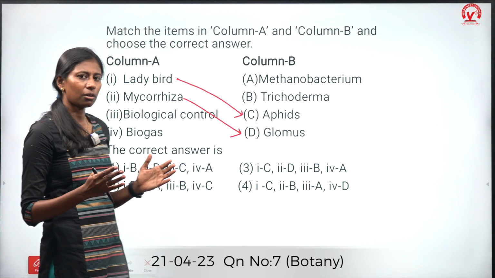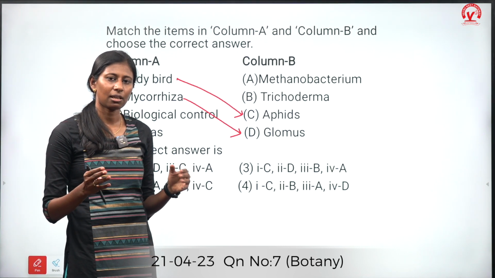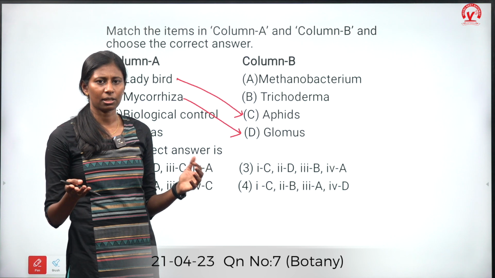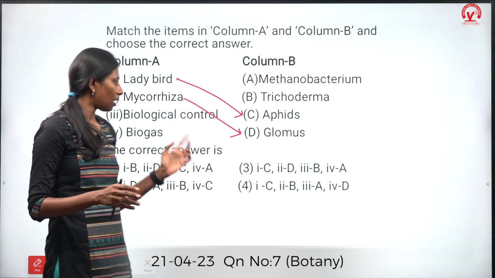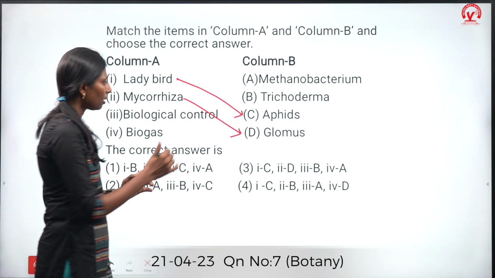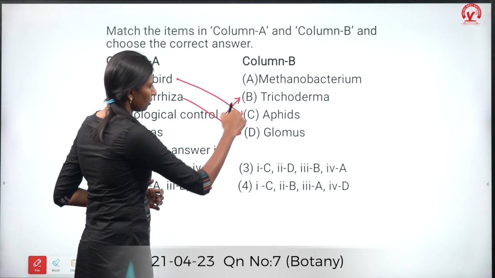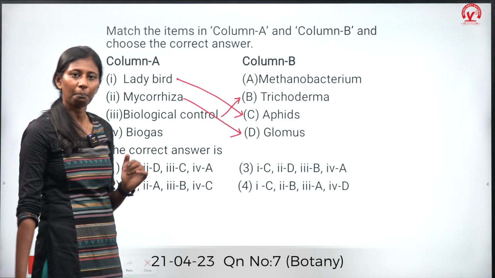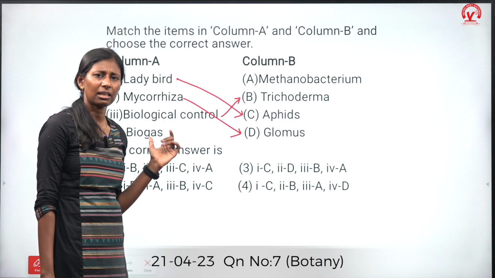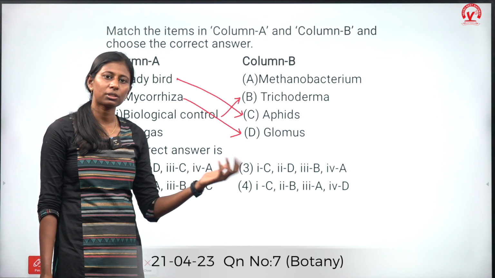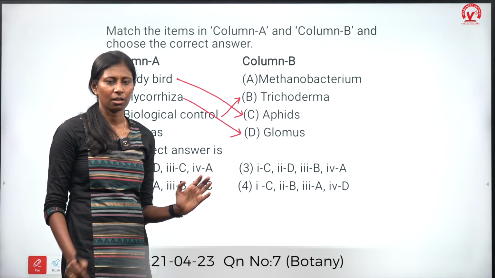In agriculture, to control the pests and diseases, they will use many chemical methods, mechanical methods also there. In case of biological control, Trichoderma is famously used. The next thing is biogas. What is biogas? The production of gas using microbial activity.